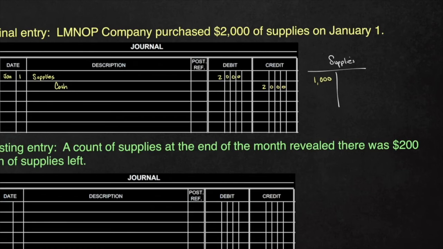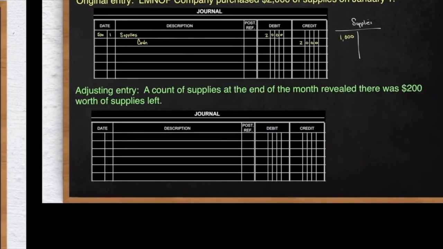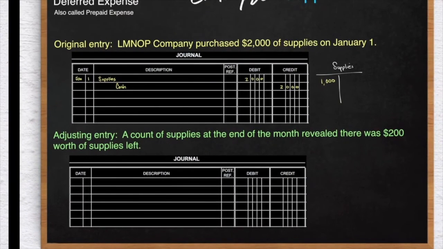Now I made another T account, and I'm doing these voiceovers after the fact on these videos, and I realized that instead of putting 2,000, I put 1,000 on the supplies. That should say 2,000 on that T account. So let's keep the example going, and let's just say that the original entry was for $1,000 instead of $2,000.